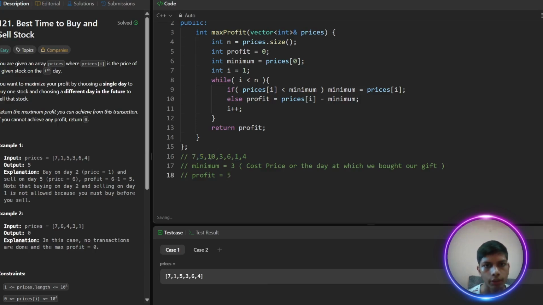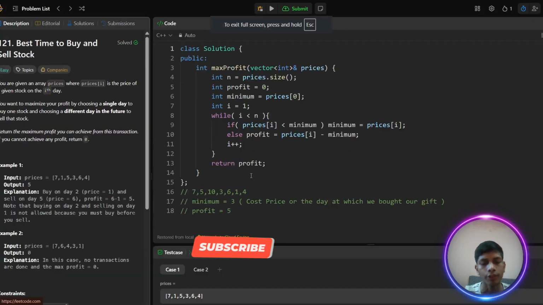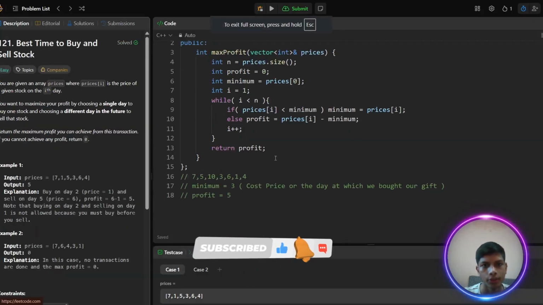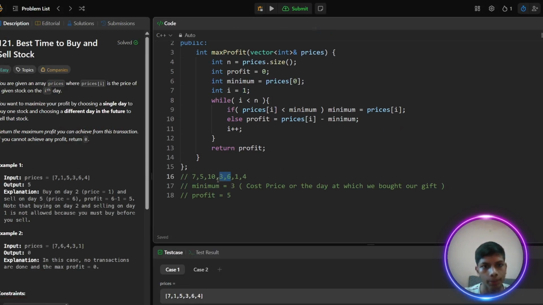Now we are checking with this element, which is less than my 5, so I will switch my minimum to 3. I will switch my minimum to 3 and check with 6. So 6 minus 3 is 3, so profit is 3. We are simply assigning the value. So here the profit is going to be 3, but it is wrong.